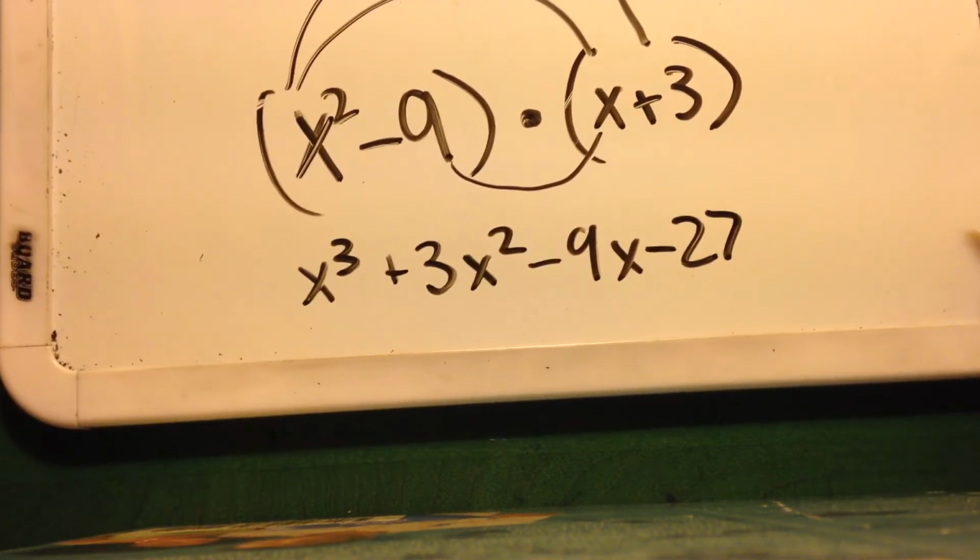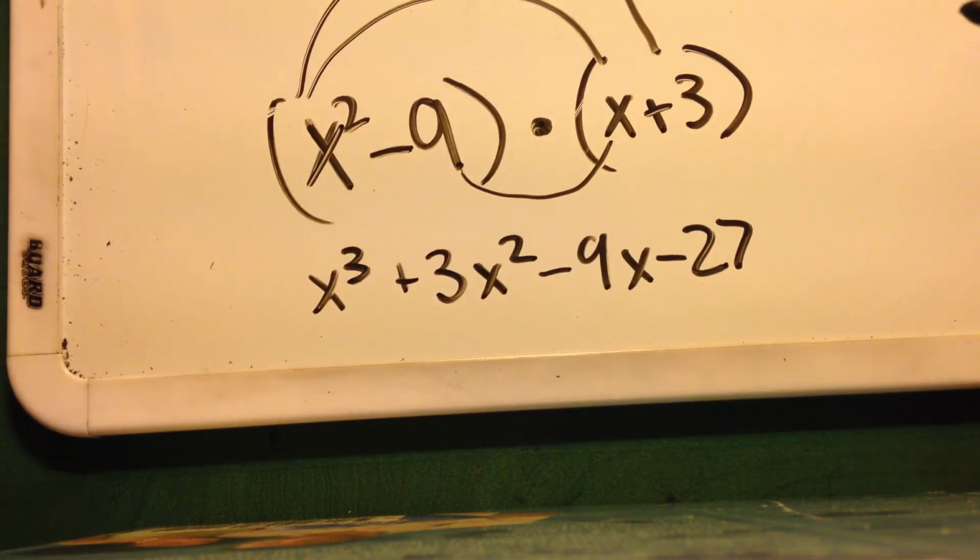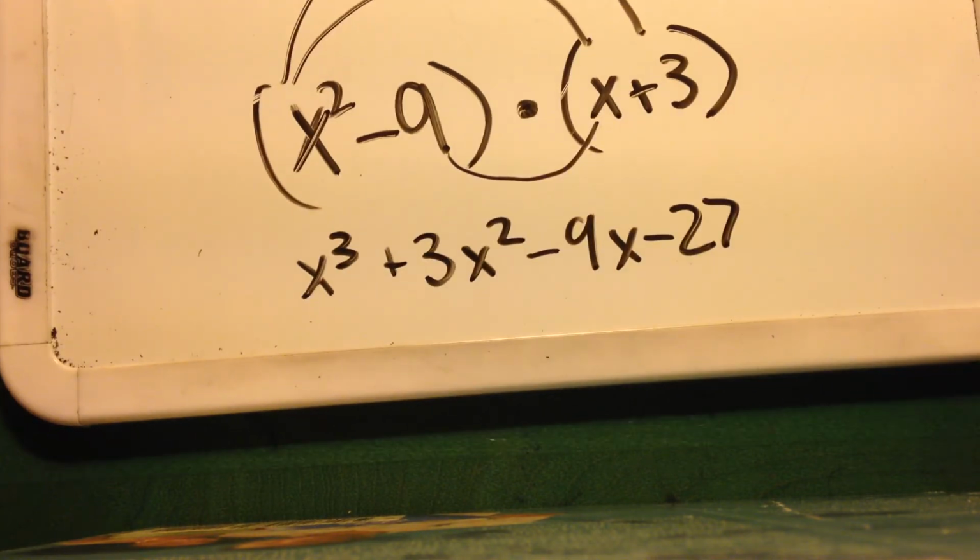All we're going to do here is combine like terms. In this case, there are no more like terms. So our answer is just going to be x to the third plus 3x squared minus 9x minus 27.